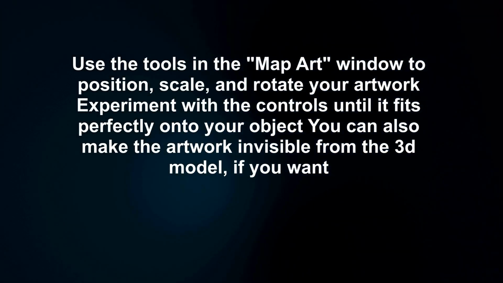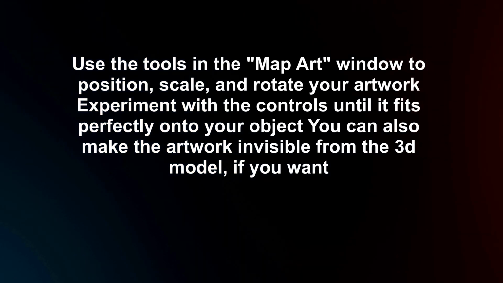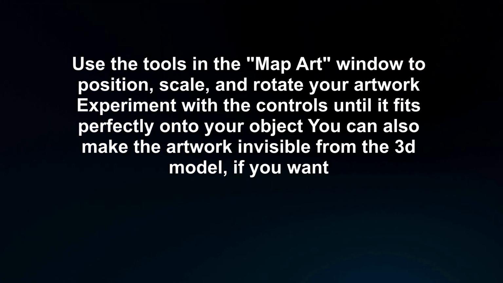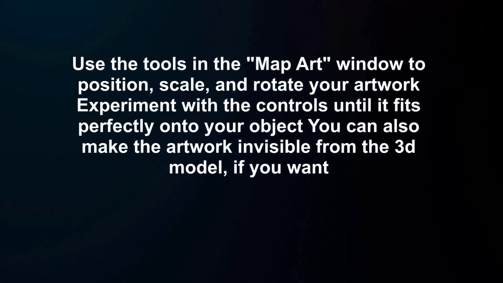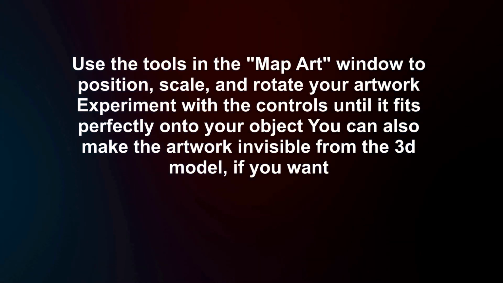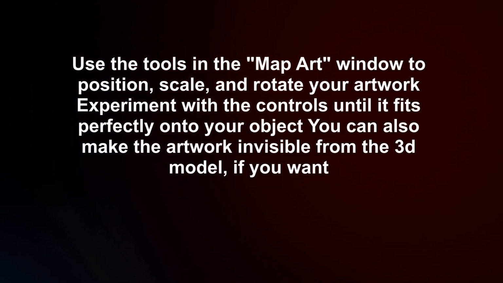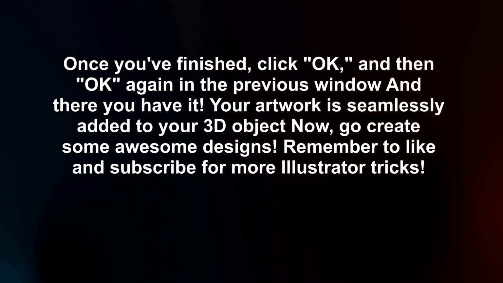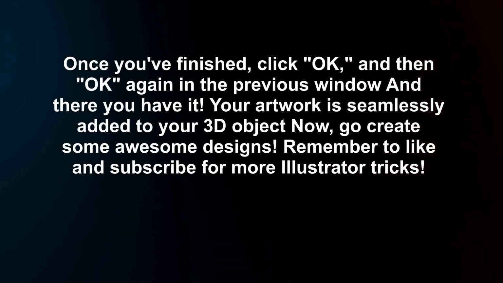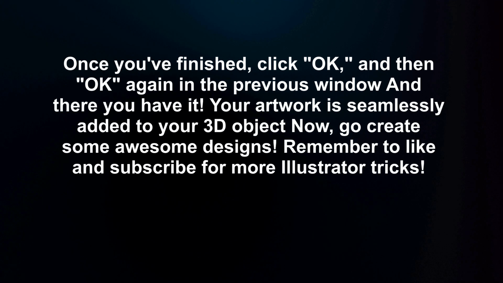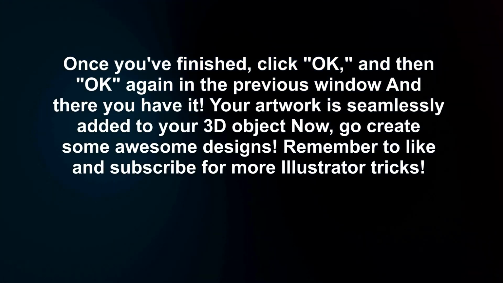Use the tools in the Map Art window to position, scale, and rotate your artwork. Experiment with the controls until it fits perfectly onto your object. You can also make the artwork invisible from the 3D model if you want. Once you've finished, click OK, and then OK again in the previous window, and there you have it. Your artwork is seamlessly added to your 3D object.